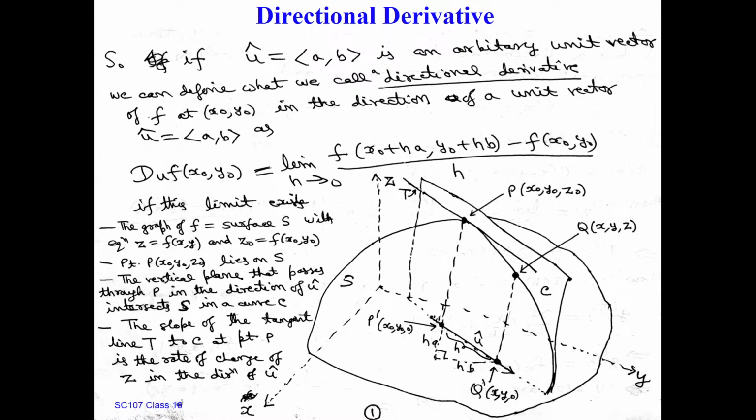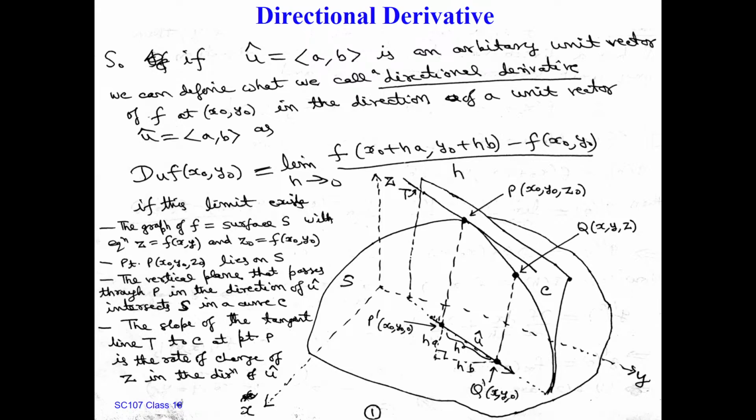some curve, okay? So if u is equal to a comma b, an arbitrary unit vector, we can define what is called the directional derivative of f at a point x naught comma y naught in the direction of the unit vector a comma b, right? U is equal to a comma b, and we denote it by D u f of x naught comma y naught. So again we are using the definition as usual. It is the limit as h tends to 0 of f of x naught plus ha comma y naught plus hb minus f of x naught comma y naught, divided by h. This is the usual definition of the derivative, right? Simple.